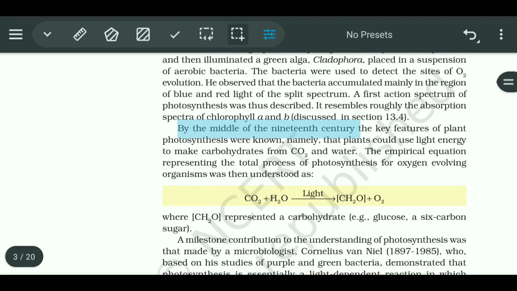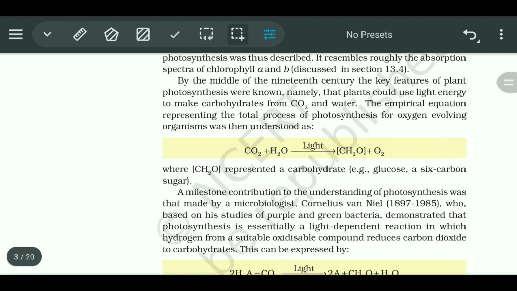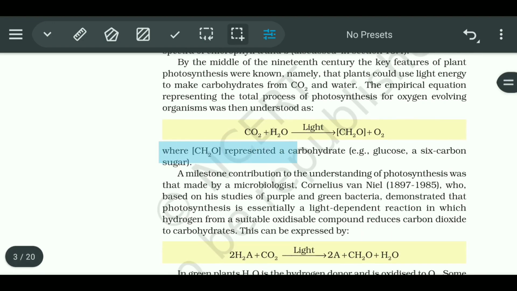By the middle of the 19th century, the key features of plant photosynthesis were known, namely that plants could use light energy to make carbohydrate from CO2 and water. The empirical equation representing the total process of photosynthesis for oxygen evolving organisms was then understood as CO2 plus H2O in the presence of light gives CH2O plus O2, where CH2O represents a carbohydrate, for example glucose, a 6-carbon sugar.